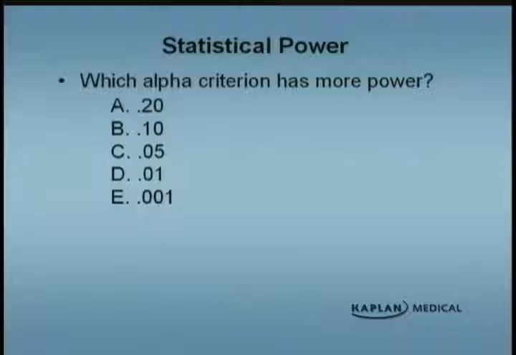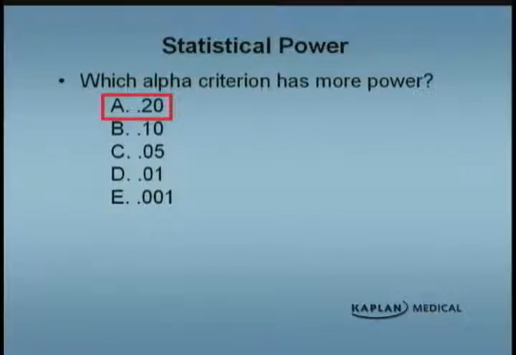So to make sure you're with me, let's do a simple question. Which of the following alpha criterion has more power? 0.2, 0.1, 0.05, 0.01, or 0.001. Again, we're not talking about what comes out of the computer. We're talking about the predetermined standard. Well, the answer here, of course, is A. A has the greatest power because that's the bar that's easiest to get under. It's easier to reject the null hypothesis.